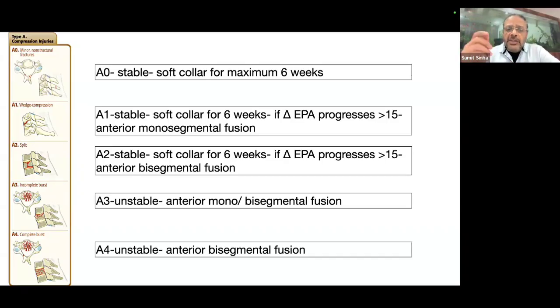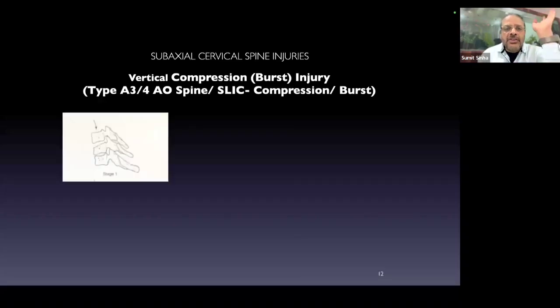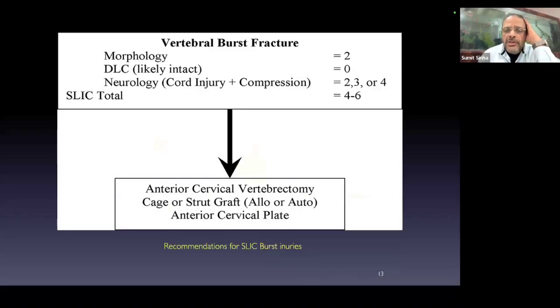And A3 fractures, no doubt, no question, they are unstable fractures, and A4 fractures similarly. So you have to do a bisegmental fusion in these fractures. So let's see some examples of these fractures.